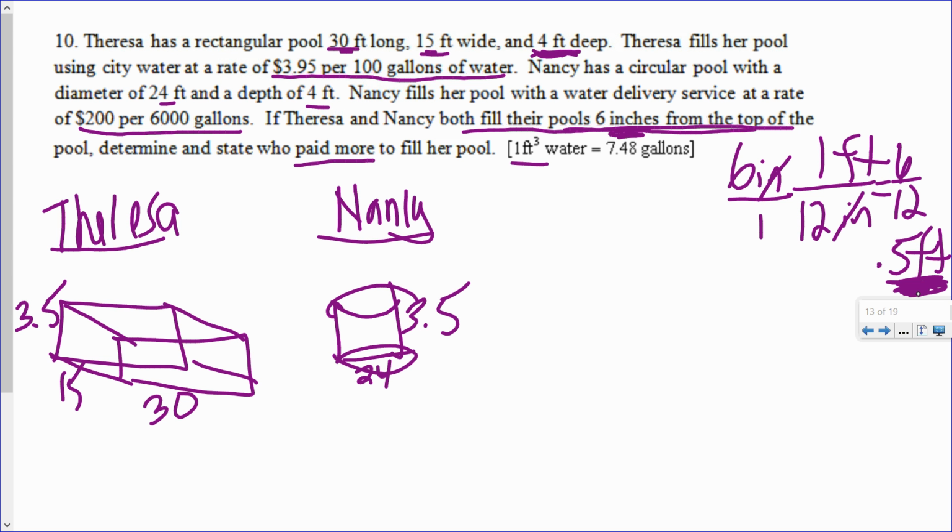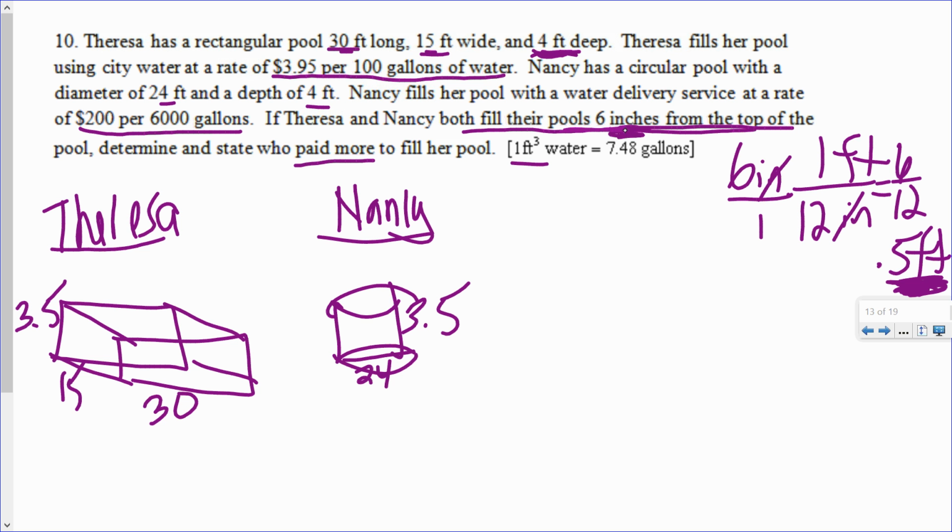It caught a lot of students when this was on the Regents. It caught me. I caught myself. But if you didn't read carefully until the end, then you would have found the volume with the fours and it would have been a different answer. So other than that, this question has no twist. The only twist there is that half a foot from the top, the 6 inches from the top.